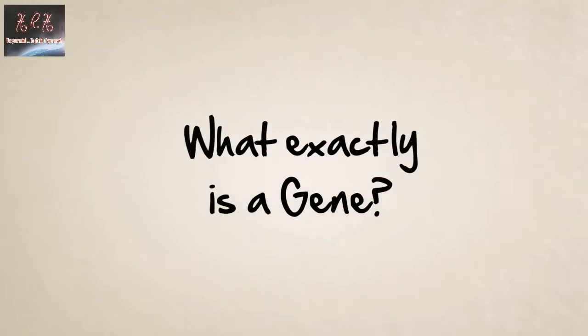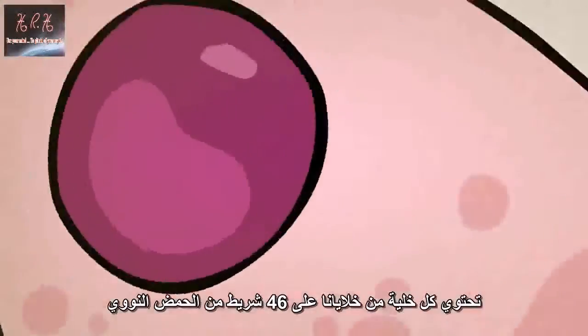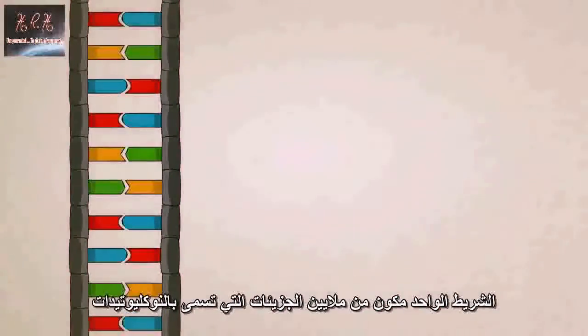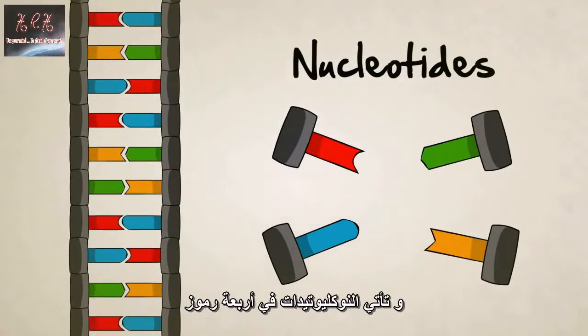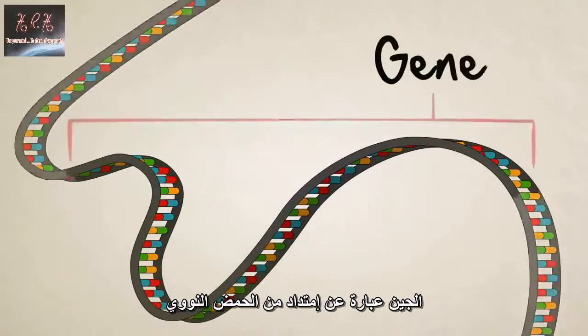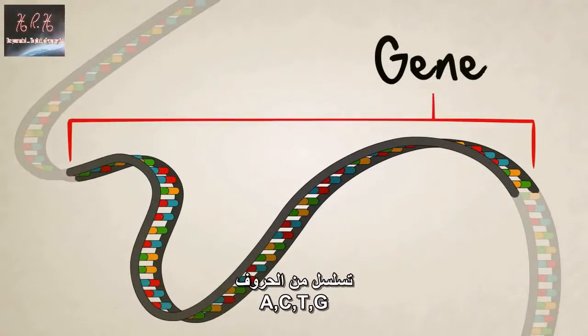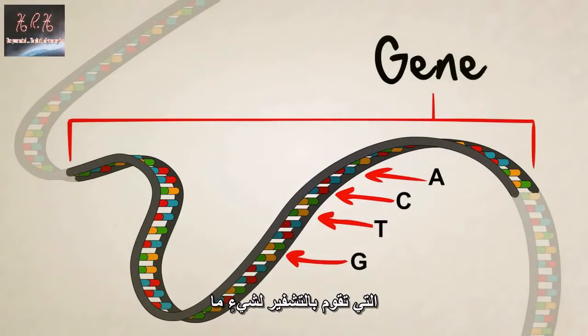What exactly is a gene? Each one of our cells contains 46 strands of DNA. A single strand is made of millions of particles called nucleotides, and these nucleotides come in 4 different types, which scientists have labeled A, C, T, and G. A gene is a special stretch of DNA, a sequence of A's, C's, T's, and G's that code for something.